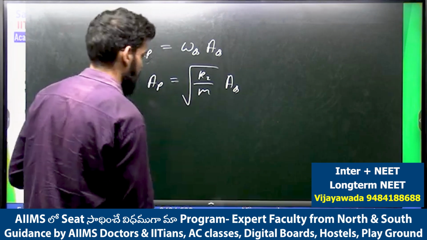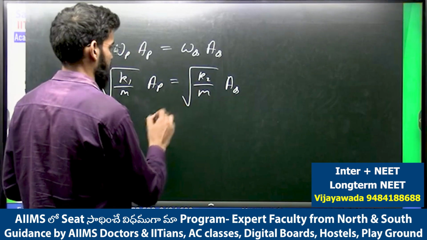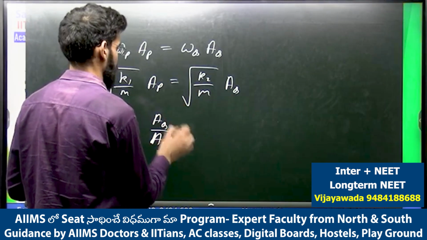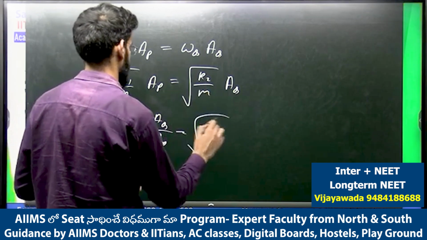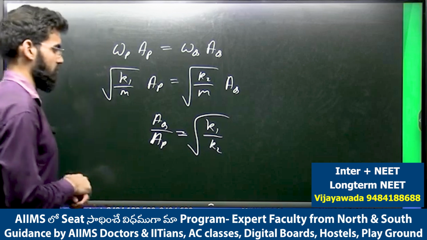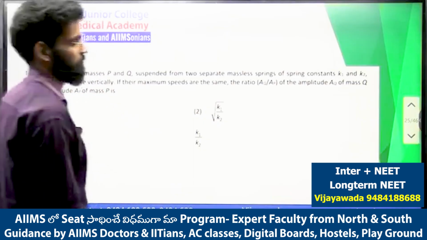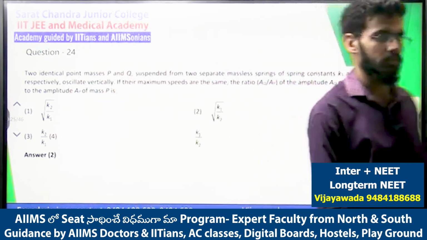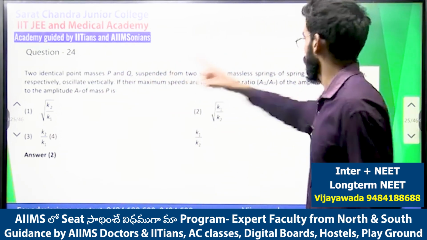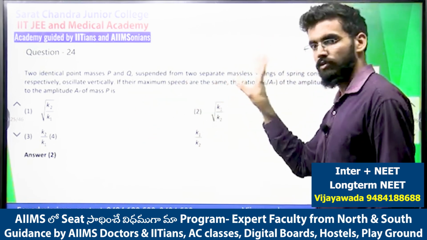So AQ by AP is asked. AQ by AP, that side, so it will be root of K1 by K2. That's it. Root of K1 by K2, second option, is the answer. You have to remember this, you can get confused here: P is with 1 and Q is with 2. So you have to be careful with this.